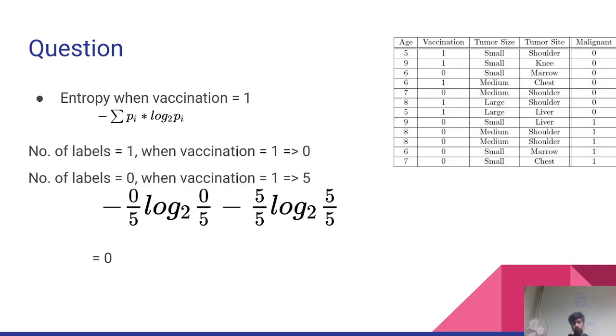My final answer is coming like 0.5. The information gain, right? The entropy for the vaccination. Yeah, it is near to that.